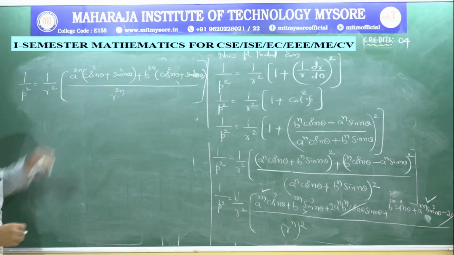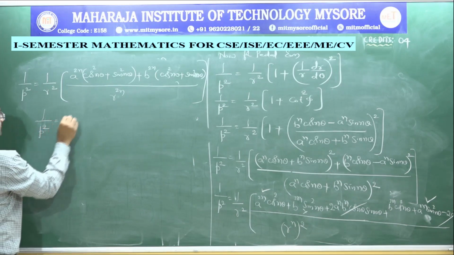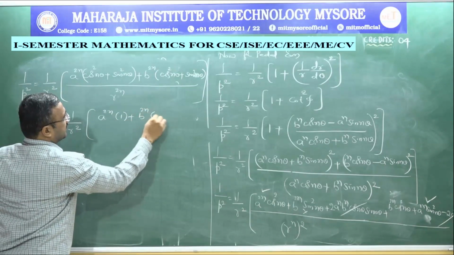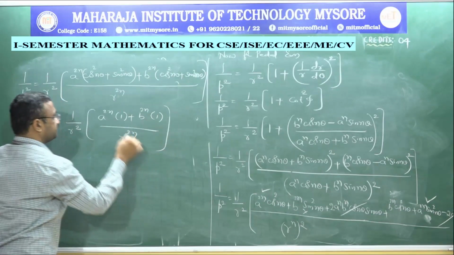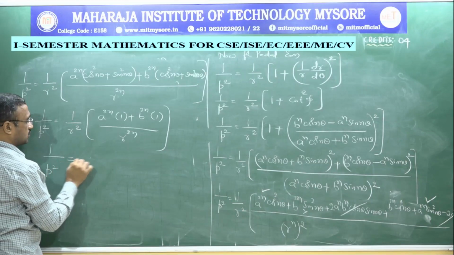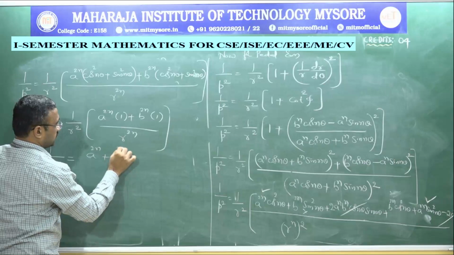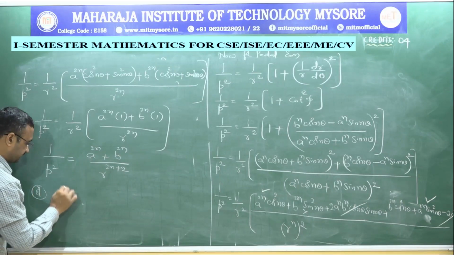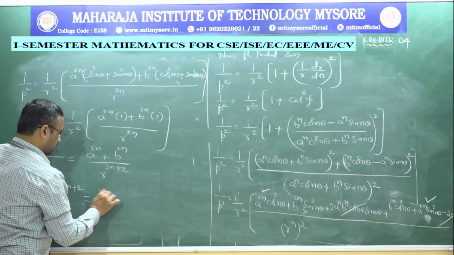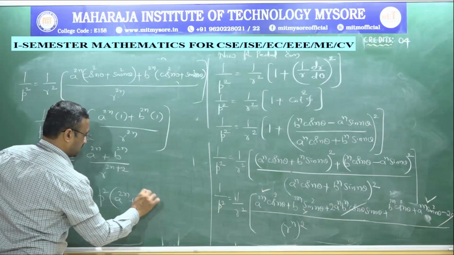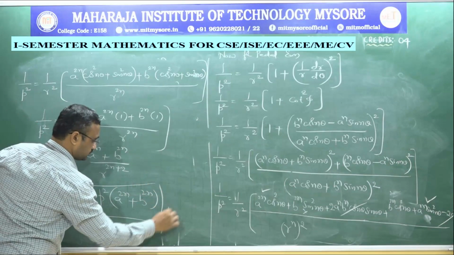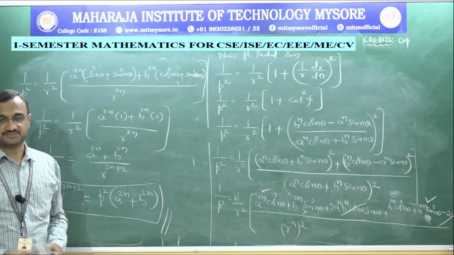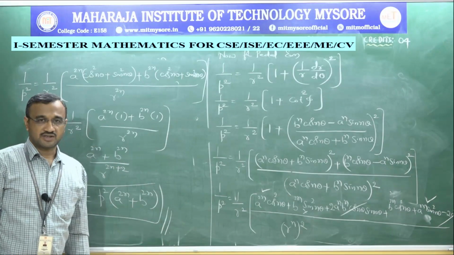We know the result of this one. You put it as 1, by the trigonometric identity. 1 by r square into a power 2n into 1 plus b power 2n into 1, divided by r power 2n. Then 1 by p square should be equal to a power 2n plus b power 2n divided by r power 2n plus 2. Or if you make a cross multiplication, r power 2n plus 2 equal to p square into a power 2n plus b power 2n. So this is the required solution for this particular polar curve. Okay, so thank you for watching this video.